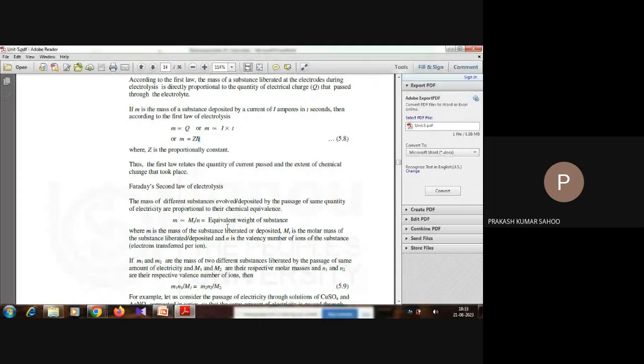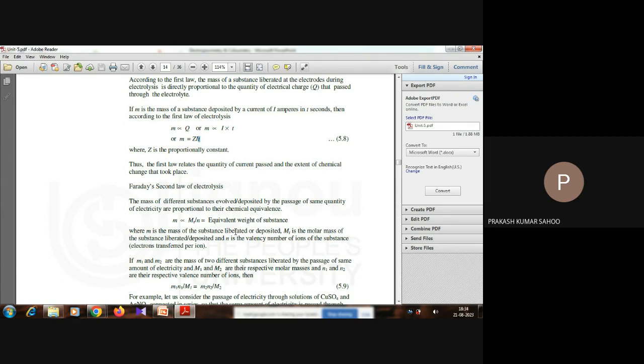So what is the second law? The second law is: when two or more electrolytic cells, electrochemical cells, are connected in series, the amount of substance deposited or liberated is equal to their equivalent masses. This is the thing when they are connected in series.